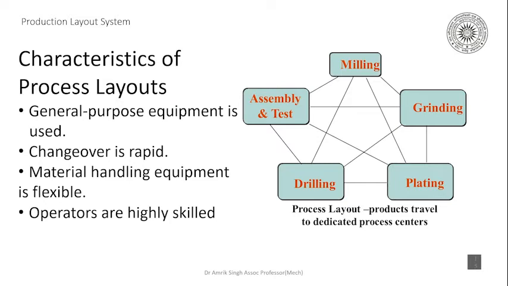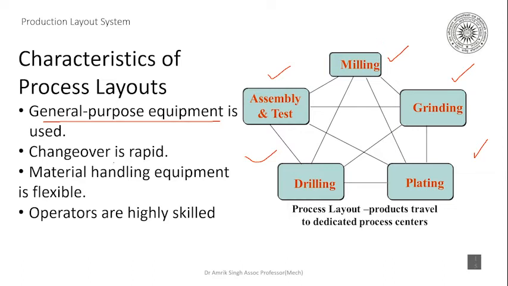You see, we have the milling section where all milling machines are there. We have the grinding section, the plating section, the drilling section, the assembly section. And the product can move from any shop to any shop according to the process. So the machines are general purpose. If the milling machine is there, it is general purpose. It can handle all types of jobs which can be performed on the milling machine.